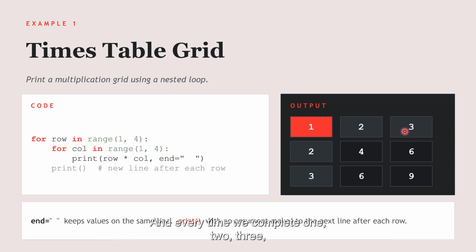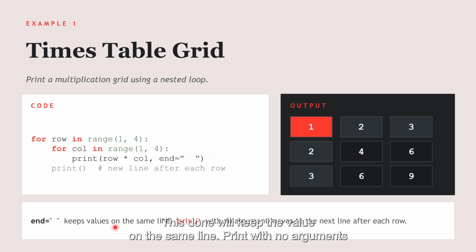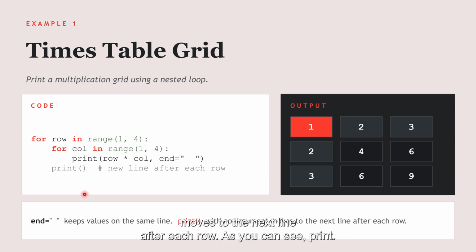Every time we complete this 1, 2, 3 range, every time we complete this loop, we print a new line here. As you can see, a new line is created, and they go from 1 to 3 to the new line and print 2, 4, 6. As I taught you in the input and output video, end equals this term will keep the value on the same line. Print with no arguments moves to the next line after each row. As you can see, this print will move to the new line, and this will keep it on the same line, in the same order.